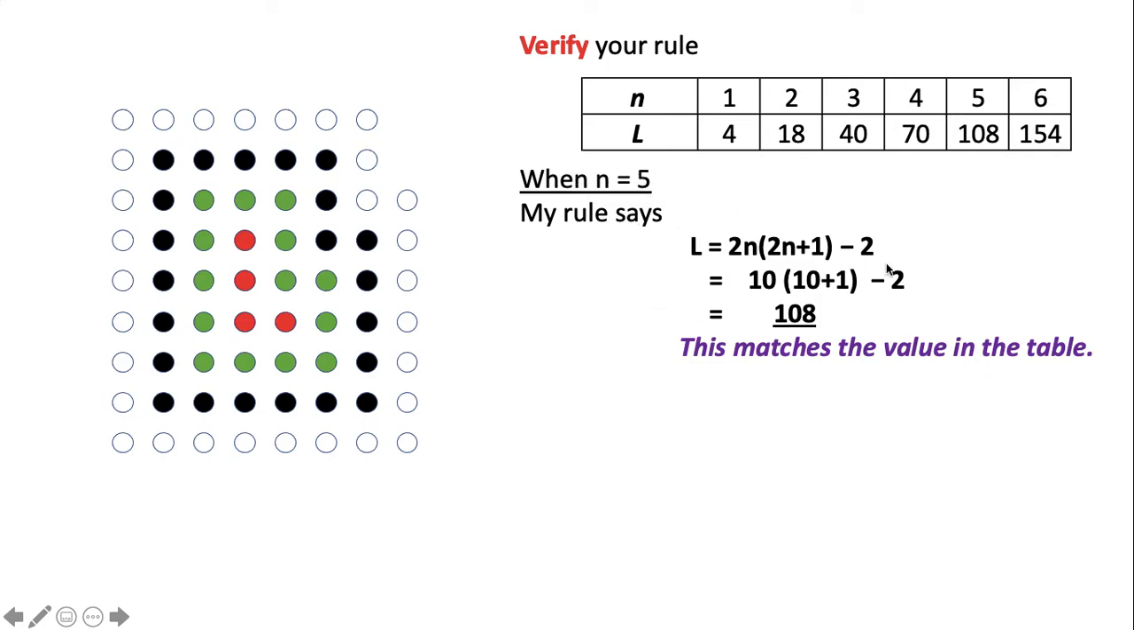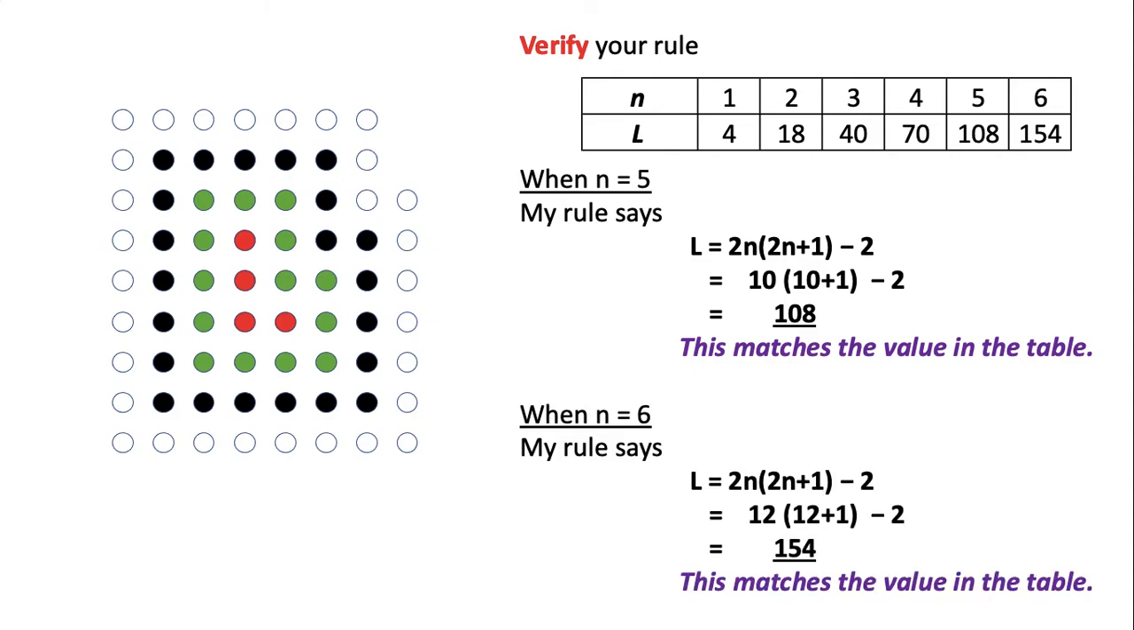Clear heading, the formula, the number stuck in, the right answer, the comment that it matches the value in the table. And finally, let's say one more, when n equals 6. My rule says this, I get 154 out, this matches the value in the table. So that's verifying.